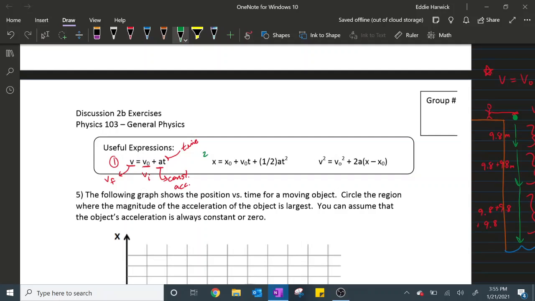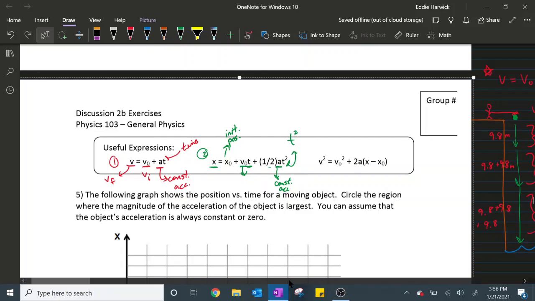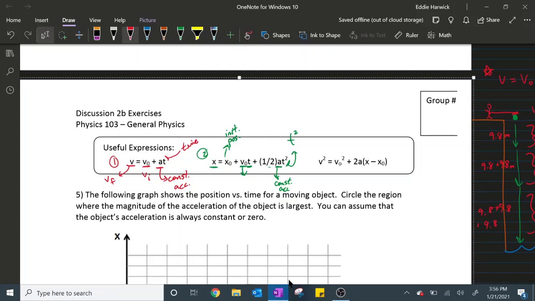Let me switch colors. This is more a position equation given the x. So it's saying if you have an initial position, you're going to add the initial velocity multiplied by time plus 1/2 our constant acceleration multiplied by time squared. Okay. This type of equation is really common for parabolic or projectile motion questions.